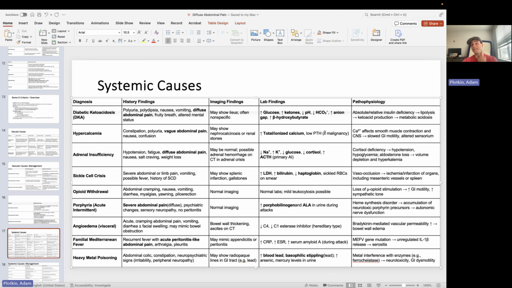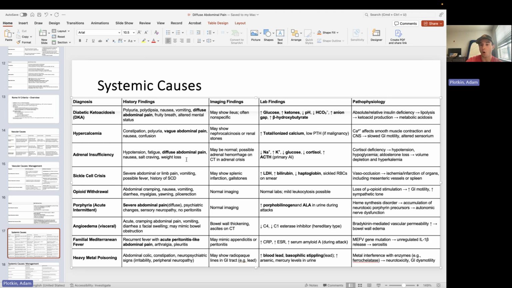So maybe this is PTH driven, or maybe the elevated calcium is coming from somewhere else and it's appropriately decreasing PTH. I'll do a whole lecture on PTH another time. How does this work? Calcium affects the smooth muscle contraction and the CNS. It leads to slow GI motility and an altered sensorium. I always want you to associate hypercalcemia with constipation, polyuria, maybe altered mental status, right? We absolutely need to consider hypercalcemia.